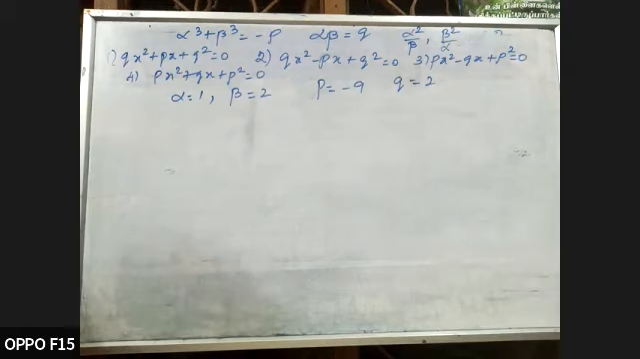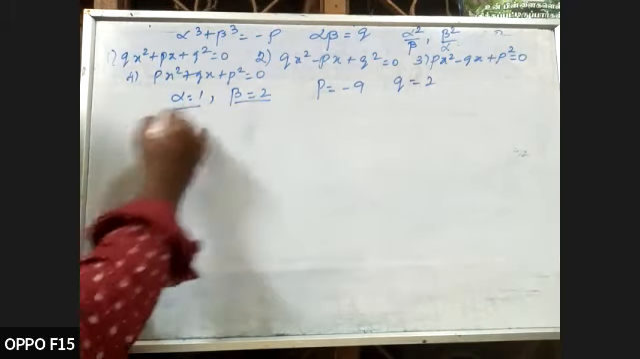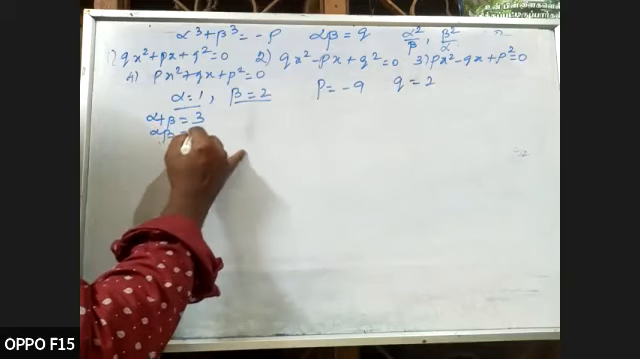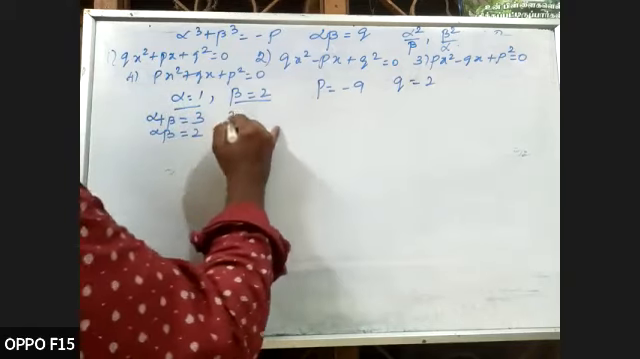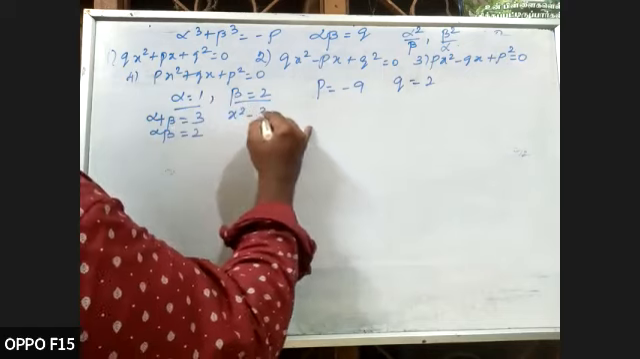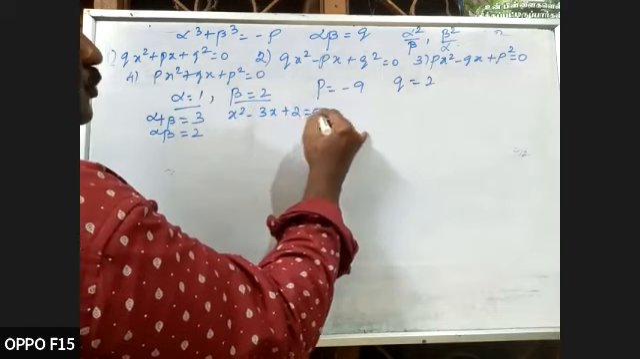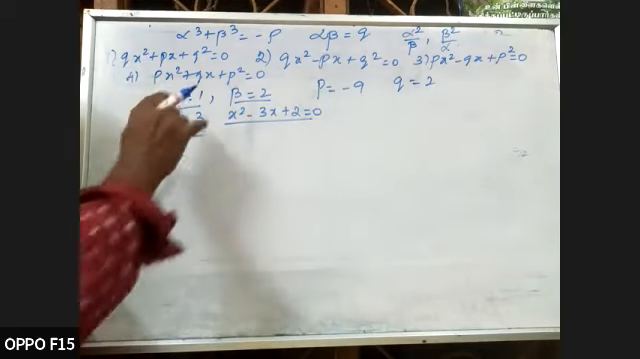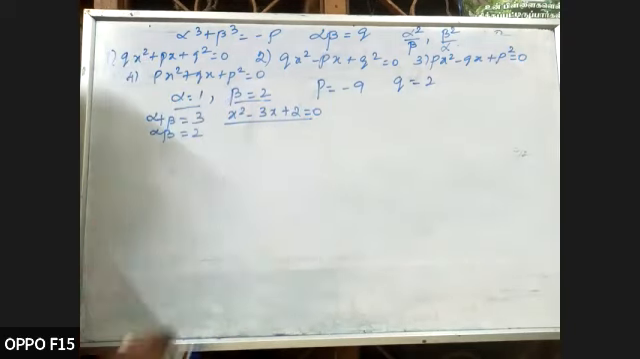Now we can form this quadratic equation. Alpha is 1 and beta is 2. Sum of the roots alpha plus beta is 3, product of the roots alpha beta is 1 into 2, which is 2. We can write this as x square minus sum of the roots 3x plus product of the roots 2, so x square minus 3x plus 2 equal to 0, when I take alpha is 1 and beta is 2.